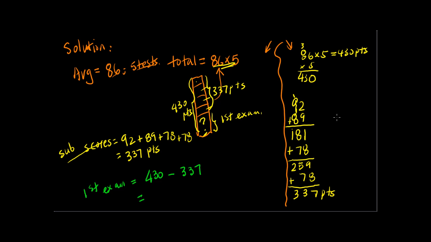So let's go back over here. We have 430 minus 337. We need to borrow here. That's a 3. Borrow here. We have a 9. So the exam score that was missing is 93. So as you can see, Jorge got a 93 for the first exam.